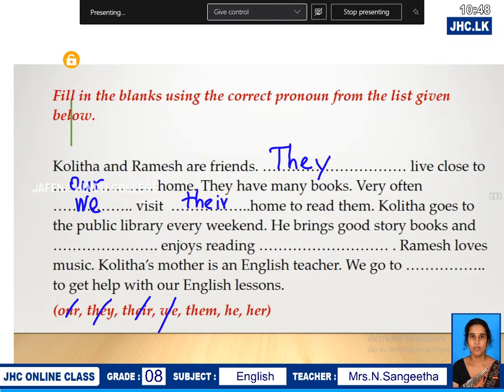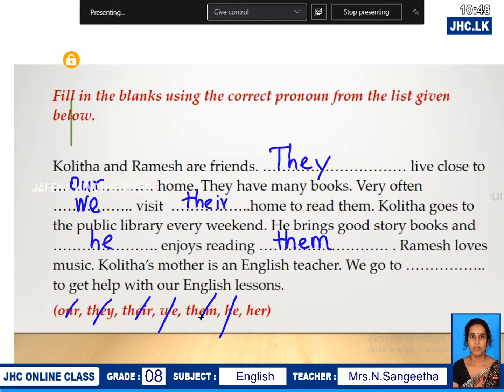To read them. Khalida goes to the public library every weekend. He brings good storybooks and dash enjoys reading dash. Right? And dash. Who enjoys? A subject pronoun should come. What is the subject pronoun left here? He. He enjoys reading dash. Reading the storybooks. So, what will it be? Reading them.